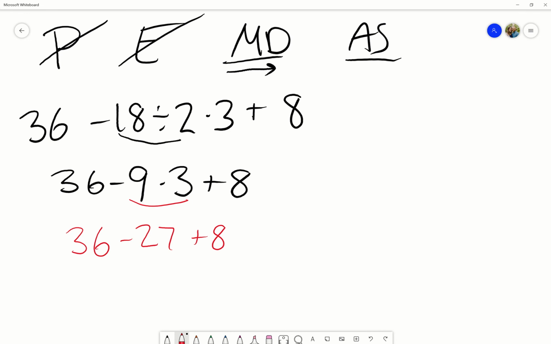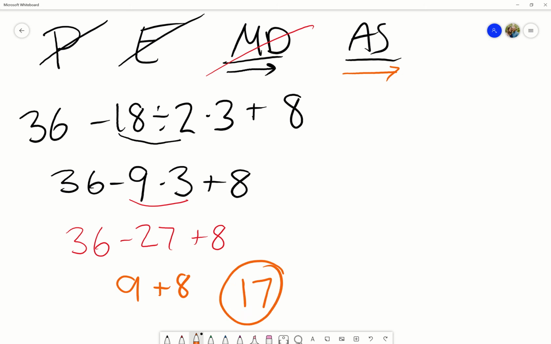All right, now I want to look and see any more multiplication or division. Nope. Let's move to addition or subtraction. And again, same thing. It doesn't matter if you find addition or subtraction first. You just want to start on the left and work all the way to the right. So we're going to say 36 minus 27 is 9 plus 8, and 9 plus 8 is 17. And so our final answer would be 17.